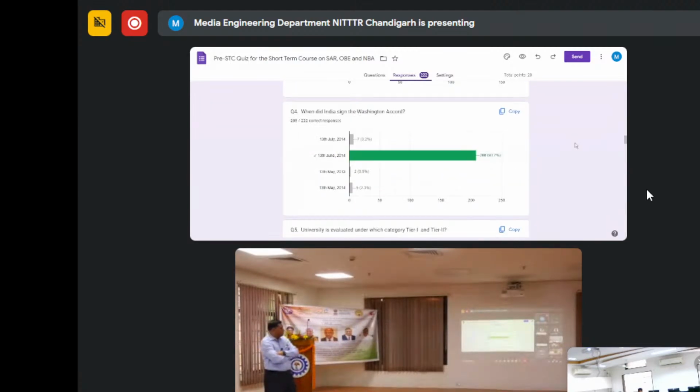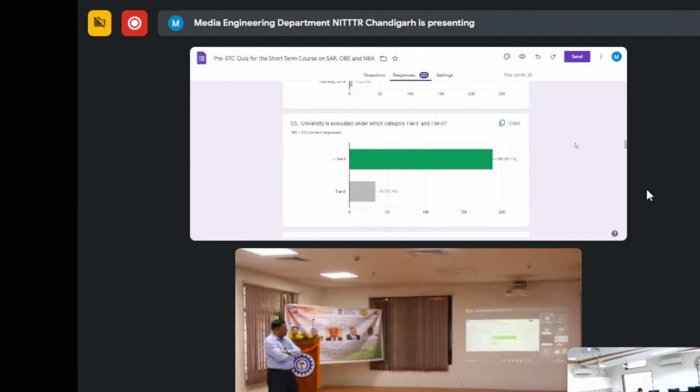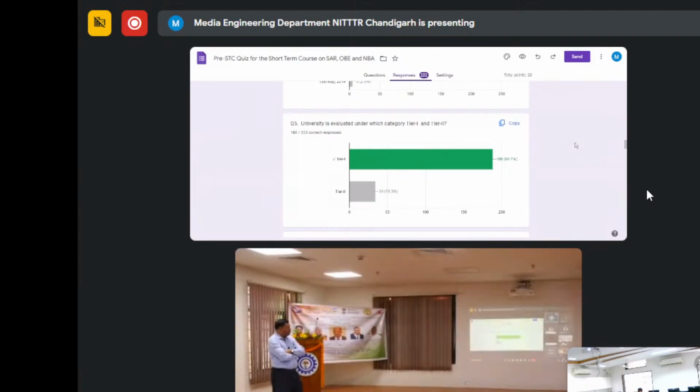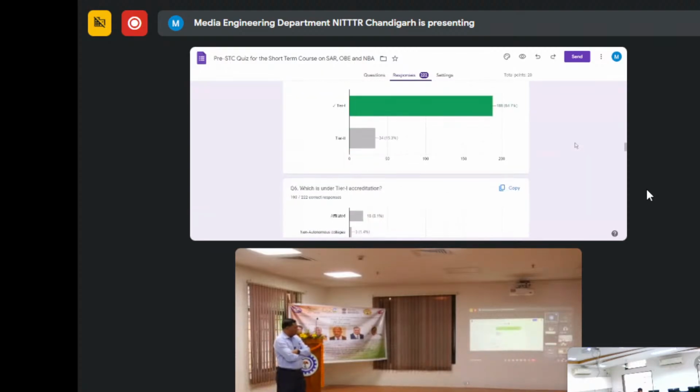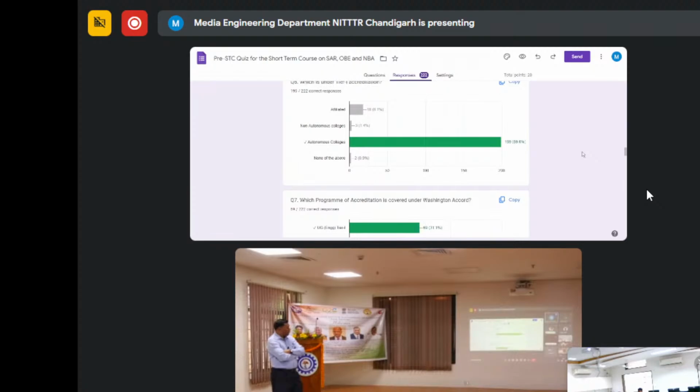Next, sir: when did India sign the Washington Accord? 208 participants gave the correct answers, 93.7%. Next: universities evaluated under which category? 188 participants gave the correct answer, 84.7%. Okay, which is under tier 1 accreditation. So it is also, sir, autonomous. Answer is autonomous colleges. 89.6% participants gave the correct answer.